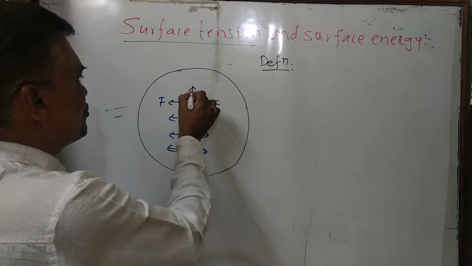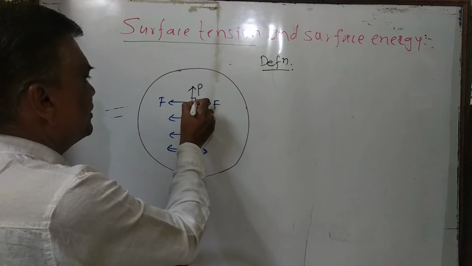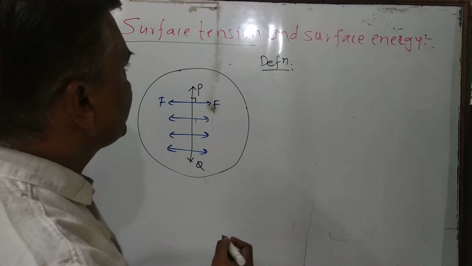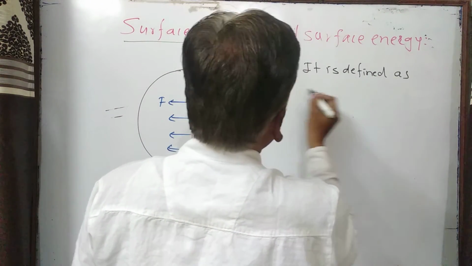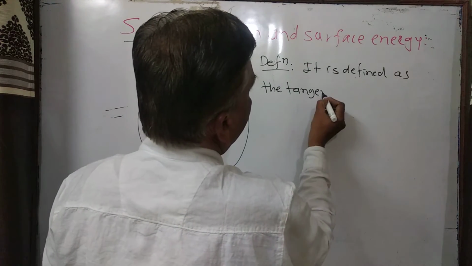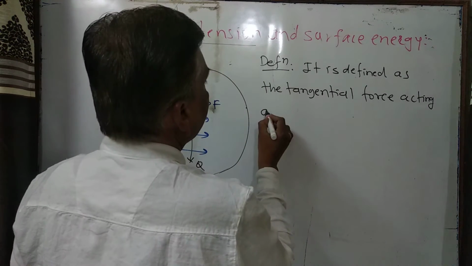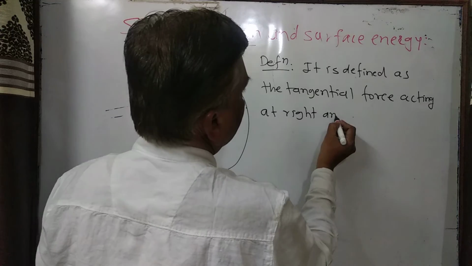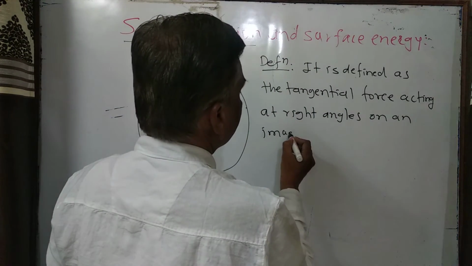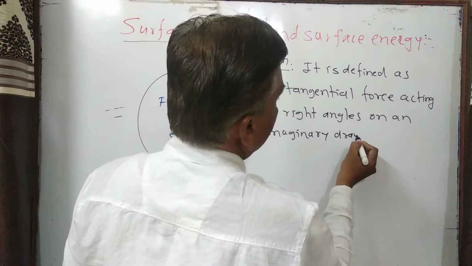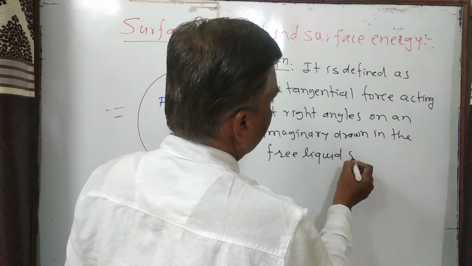This is a line we have drawn, suppose PQ. On this line, the forces act at right angles. Therefore, we can define surface tension. It is defined as the tangential force acting at right angles on an imaginary line drawn in the free liquid surface.